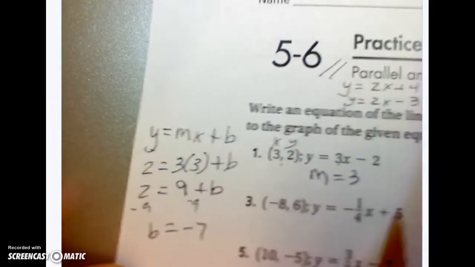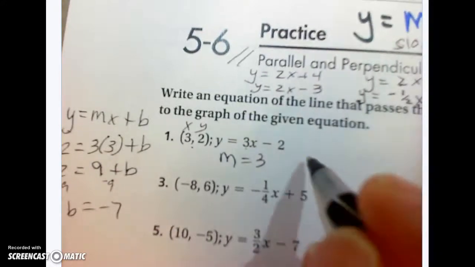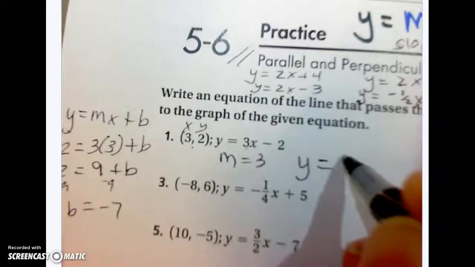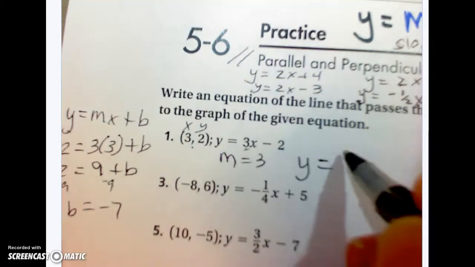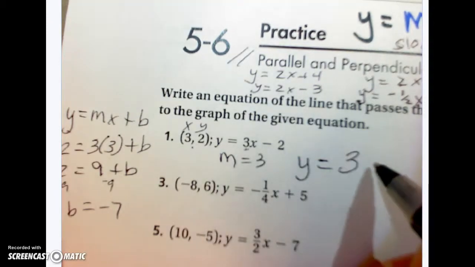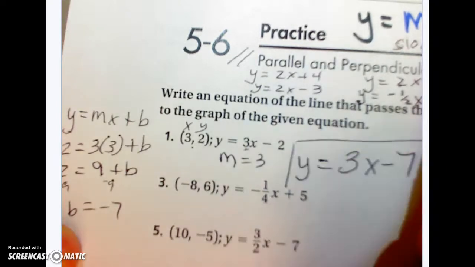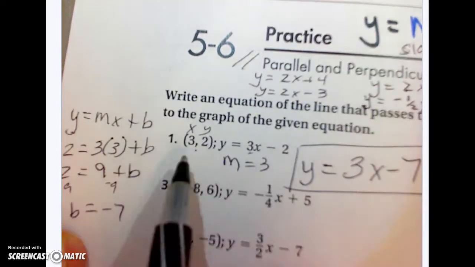So now I can write my equation. Y is equal to, the slope is the same as this one, 3x minus 7 is the equation that goes through this point right here.